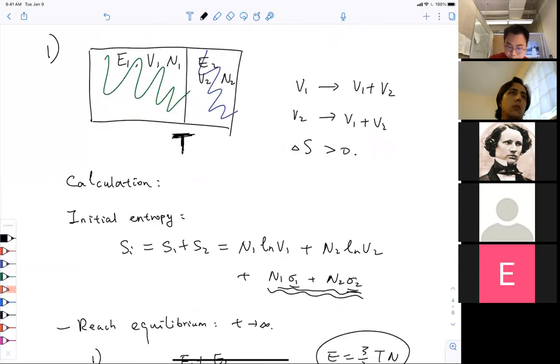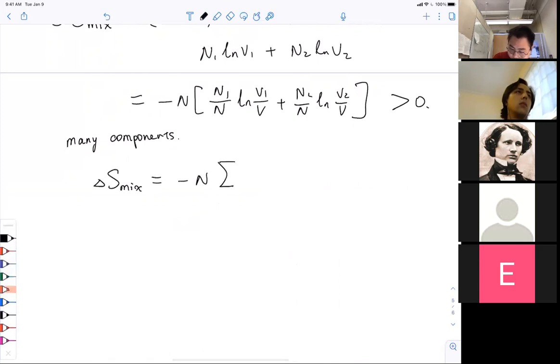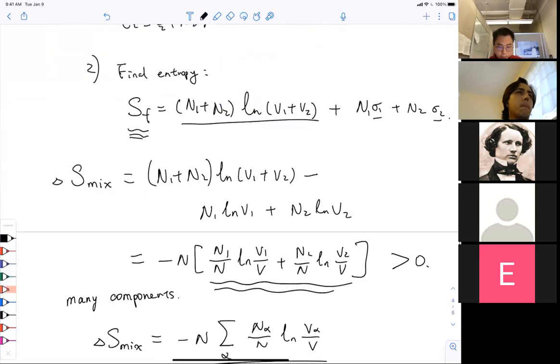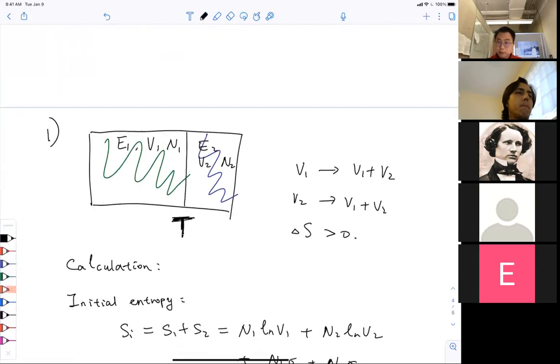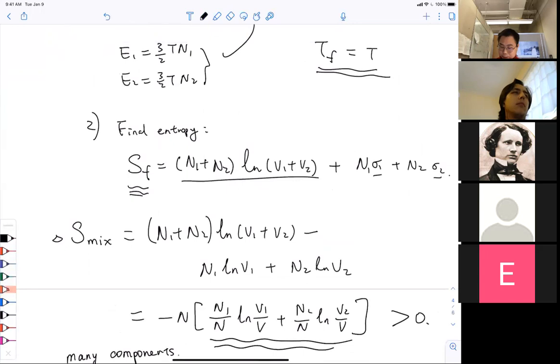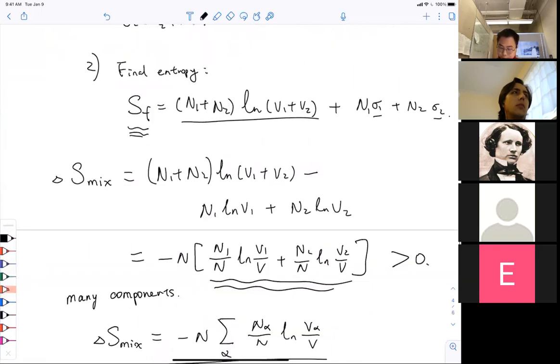This is for two types of gas. For many components, for many types of gas, it's easy to generalize this result, which is a sum over alpha. You can see the pattern here, right? So this is a mixing entropy for distinguishable gas, for different gases. Here I skip some steps, but they're all quite straightforward, so you can fill them in by yourself.